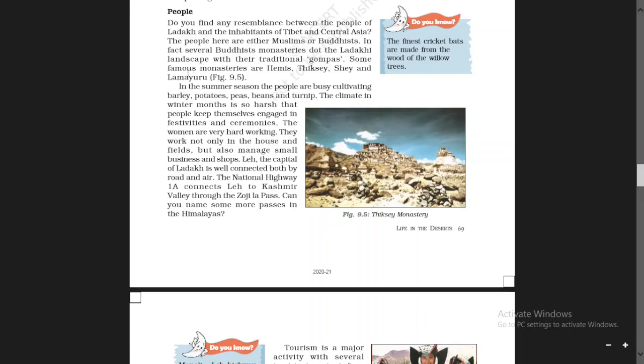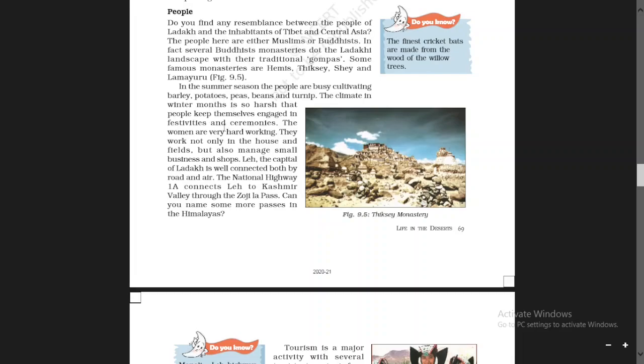Some famous monasteries are Hemis, Thikse, Shey, and Lamayuru. So these are some famous monasteries which are found there. In the summer season, the people are busy cultivating barley, potatoes, peas, beans, and turnips. During the summer season, people living there are busy cultivating these crops.